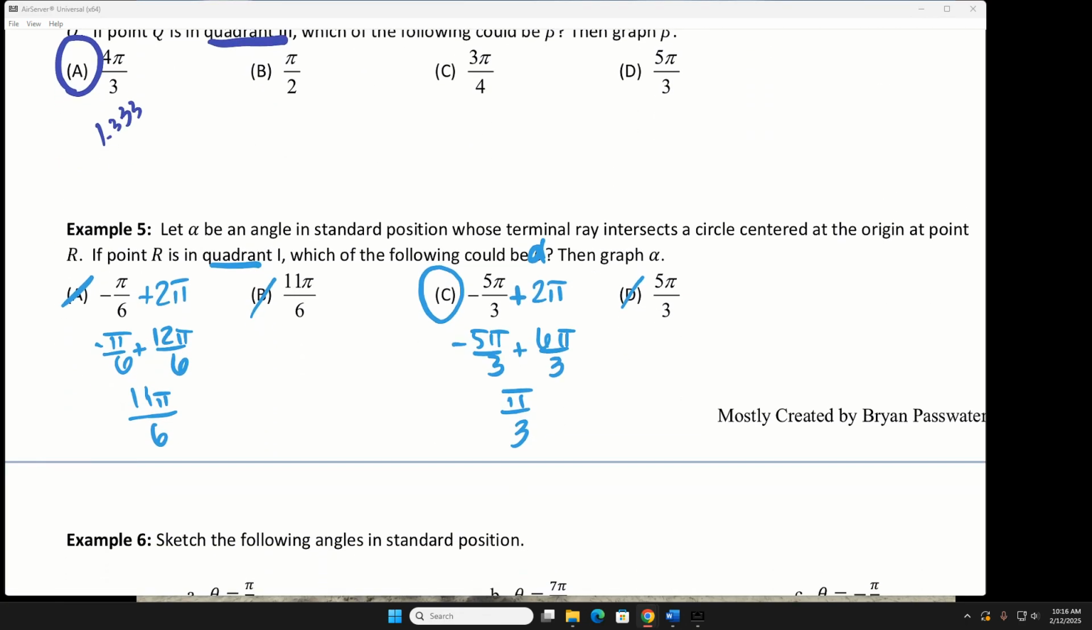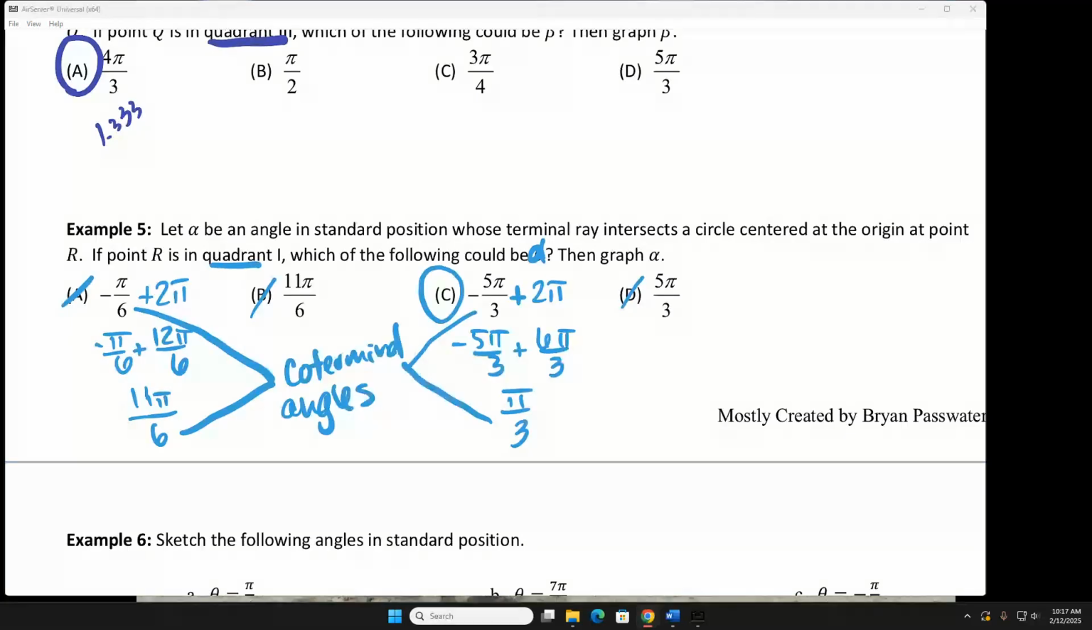Okay, and then I just want to make another note, and I'm going to drive you crazy about this, but negative pi over 6 and 11 pi over 6 are not the same angle. They're coterminal angles. Same thing with negative 5 pi over 3 and pi over 3. They start and stop at the same place, but they take a different direction or a different route to get there.